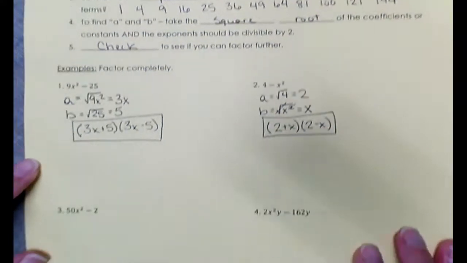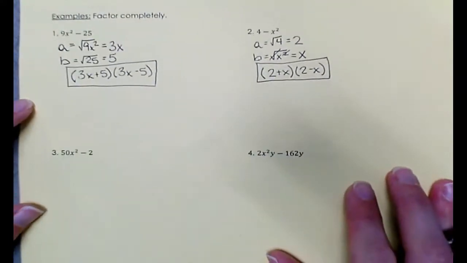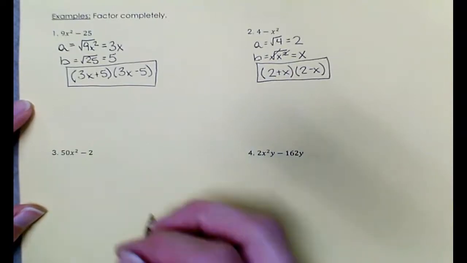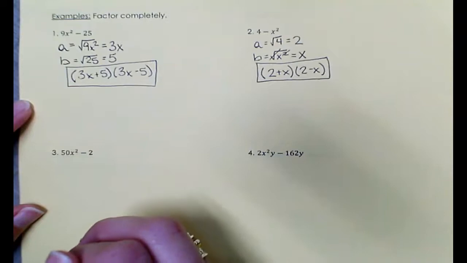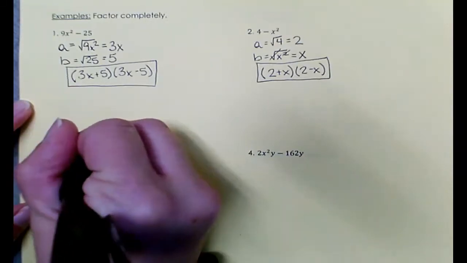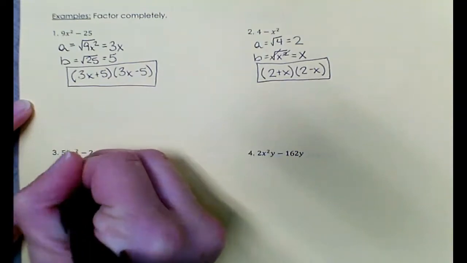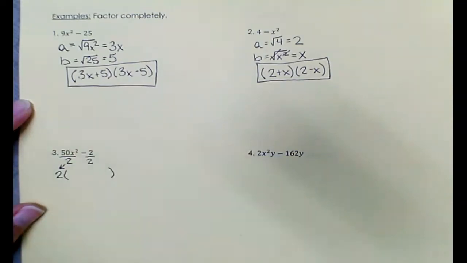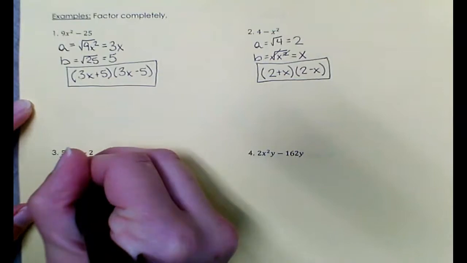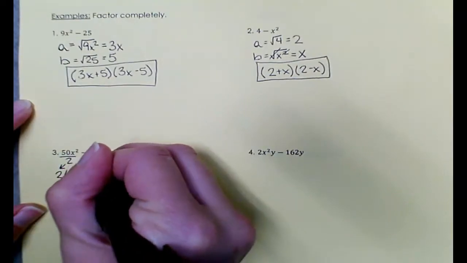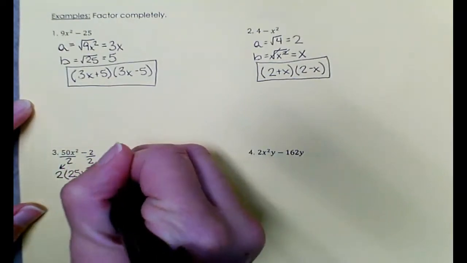All right. Let's look at number 3. 50x squared minus 2. I notice that neither of those are perfect squares, but I notice they're both divisible by 2. So if I let a GCF of 2 sit out here, 50 divided by 2 is 25. That is a perfect square. So is x squared, and so is 1.